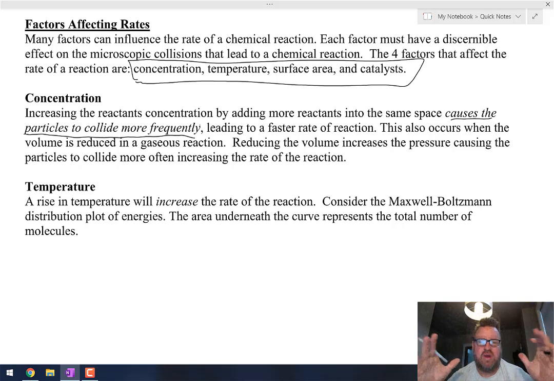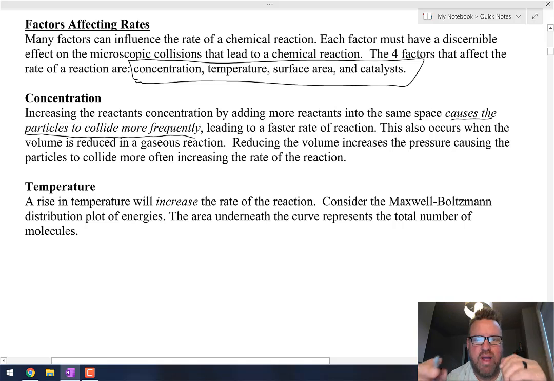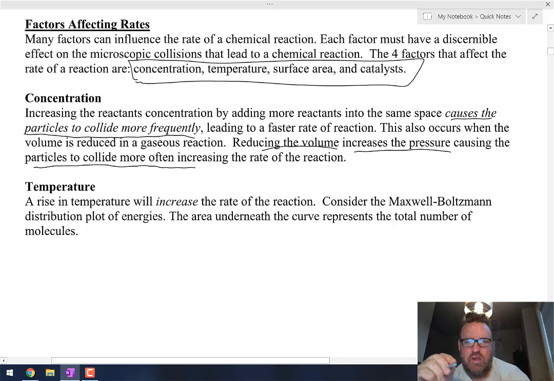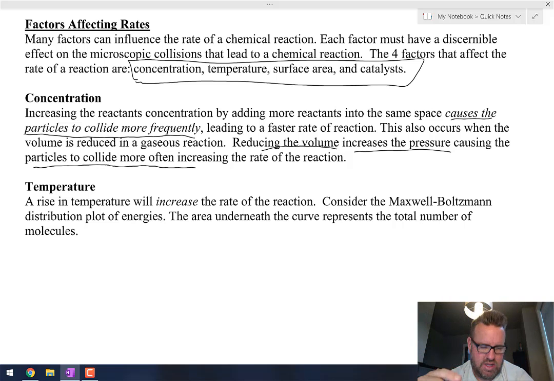This can also happen by taking the volume of the container, without adding more of the reactants, simply by reducing the volume of the container. If you reduce the volume, there's less space for those particles to move around in. So reducing the volume increases the pressure, which again causes the particles to collide more often. So not only do we need to know that concentration is one of the things that makes the reaction go faster, but why: because the particles collide with each other more frequently.